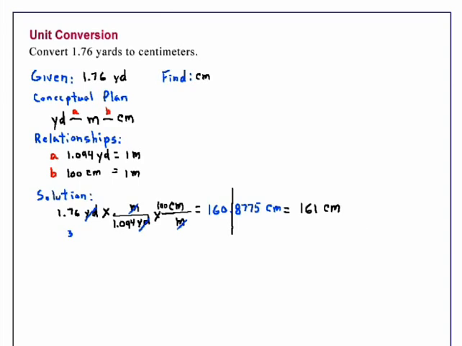Now, we always want to check our answer and make sure that it makes sense. A centimeter is a relatively small unit compared to a yard. So we would expect in over a yard that we should have a good number of centimeters, and indeed we do. So the answer makes sense.